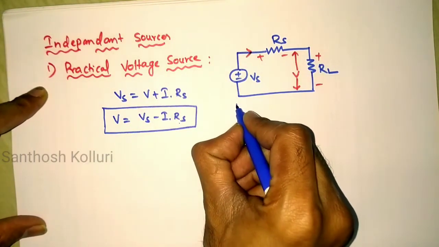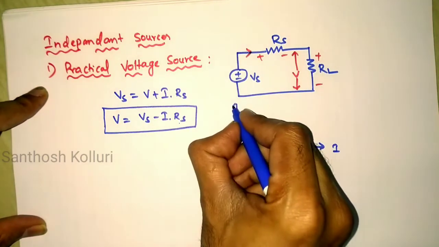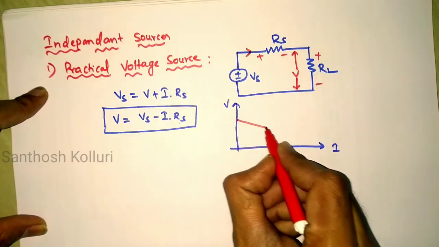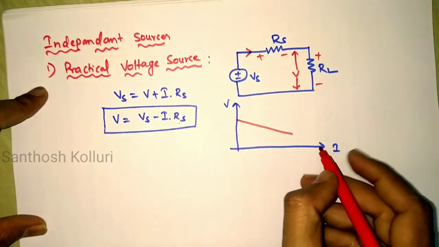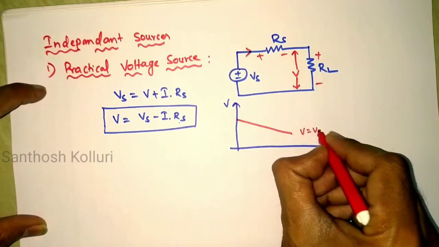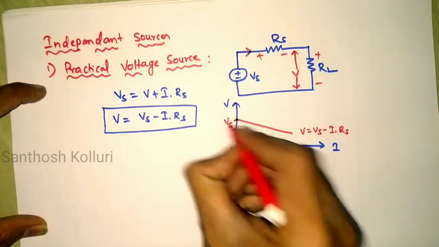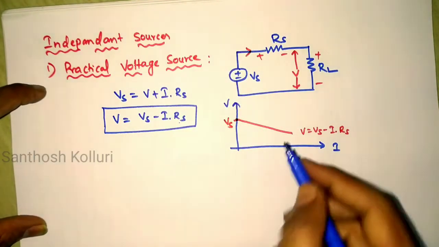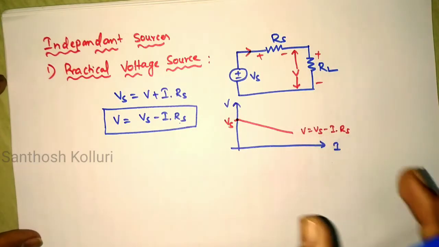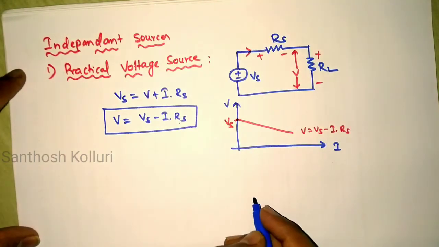If I draw the graph between current versus voltage, then the graph will be like this. So this is your practical voltage source graph. This can be written as V is equal to Vs minus I into Rs. So this is our Vs, the practical voltage source, and this is your terminal voltage V. V is nothing but Vs minus I into Rs.